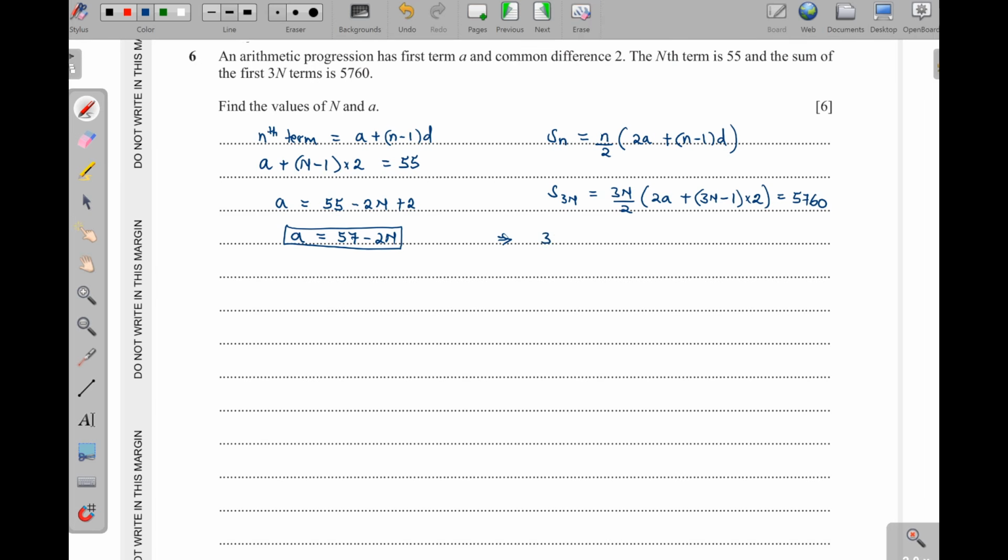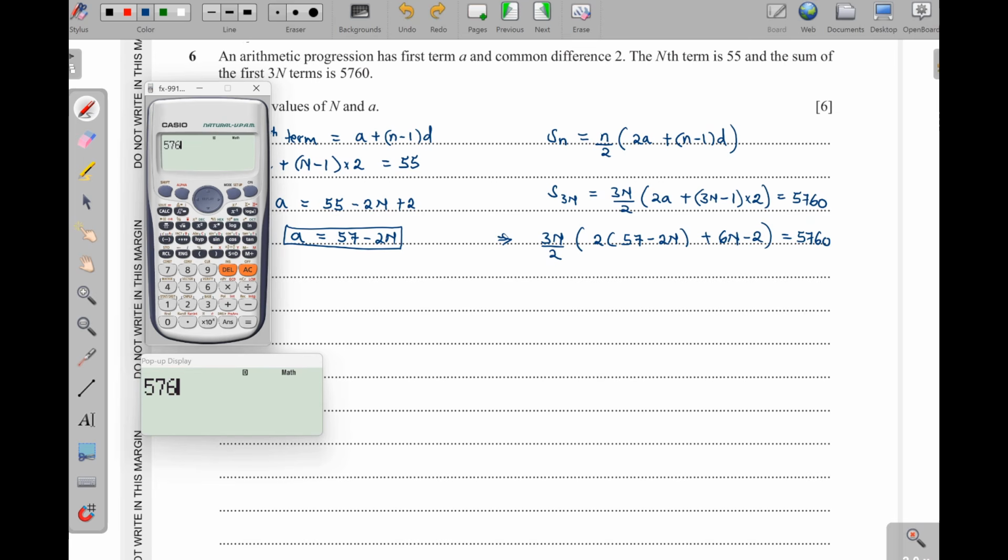This implies that we shall have 3n over 2 into 2 times our a is this one here, which is 57 minus 2n, then plus this will be 6n minus 2, then this one is equal to 5760. Now we are getting an equation here in the capital N. You see that? Let us simplify what is inside here. Let me see if this one is divisible by 3. 5760 divided by 3.